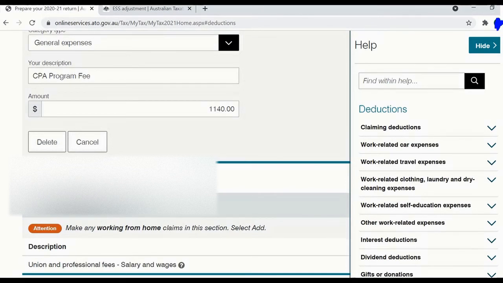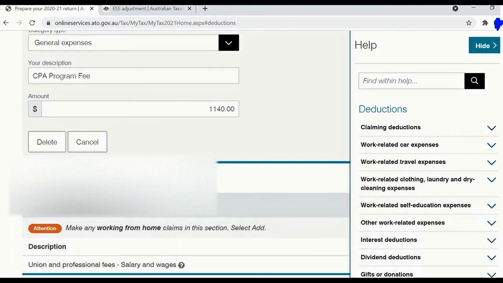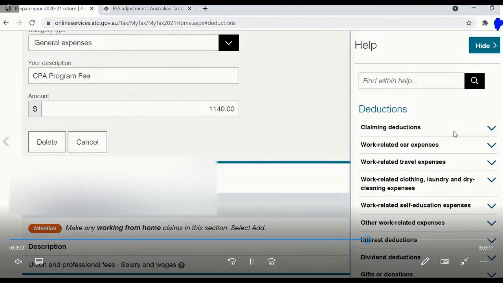This snippet, basically, if you're really unsure, they've got help here. Basically, it obviously gives you some help, some extra info if you're not sure.